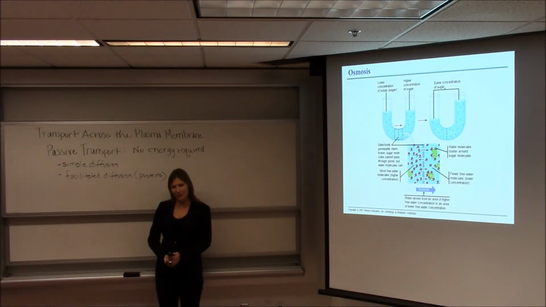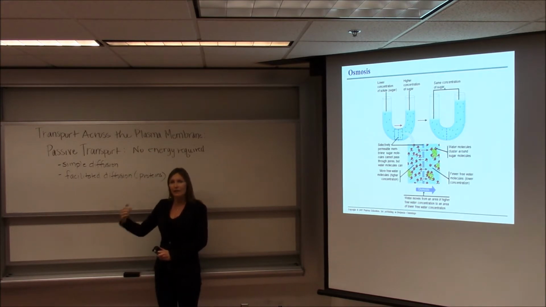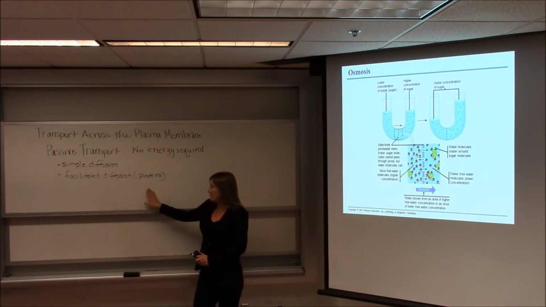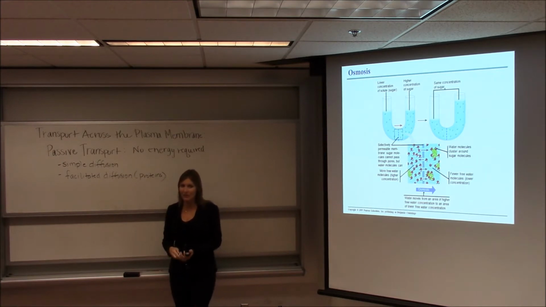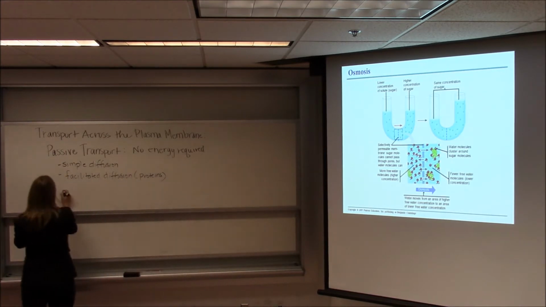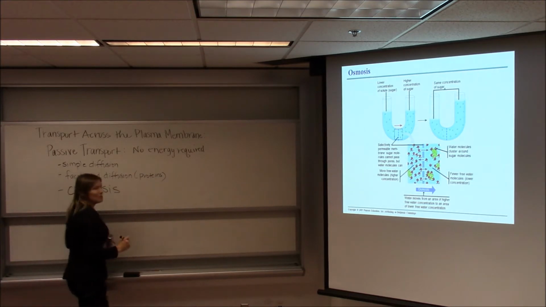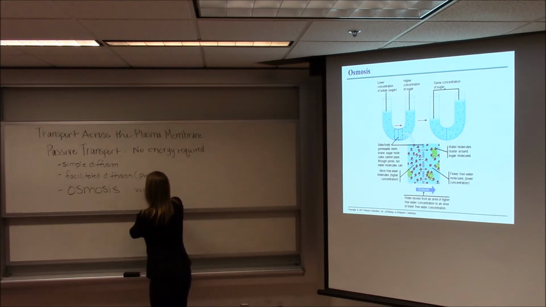So for passive transport, we've talked about simple diffusion, simply just going from higher concentration to lower concentration, molecules diffusing. We've talked about facilitated diffusion, which requires proteins, either channel proteins or carrier proteins. And now we have one more category of passive transport that is very important to understand, and that is osmosis. Osmosis is going to be movement of water across the membrane.